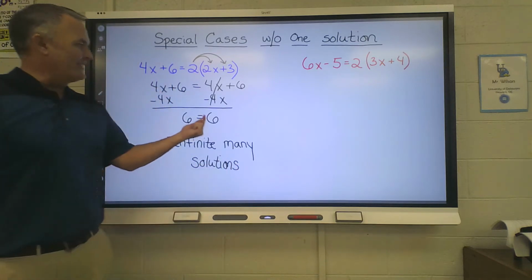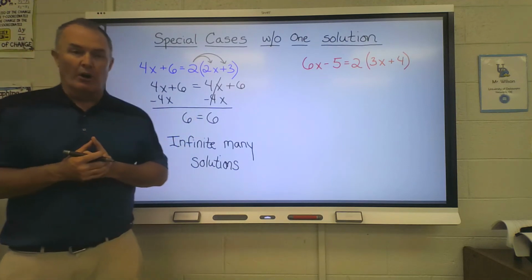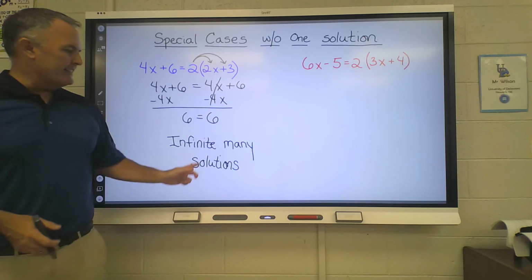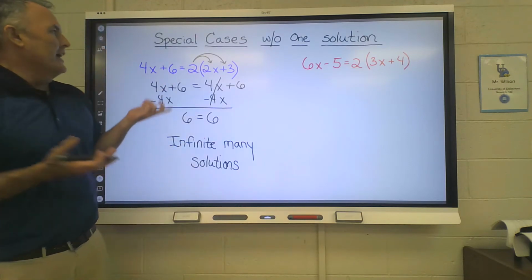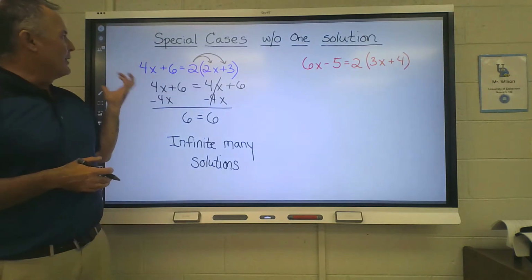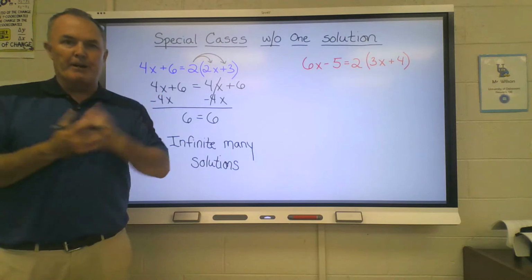All right, so whenever it cancels everything out, you have a number on both sides, you've basically gotten rid of the variable totally. And it's exactly the same. It's infinitely many solutions. Meaning I could plug a 1 into both sides and it would work. I could plug a 2 into both sides and it would work. Any number I plug into both sides, it's going to keep the equation balanced.